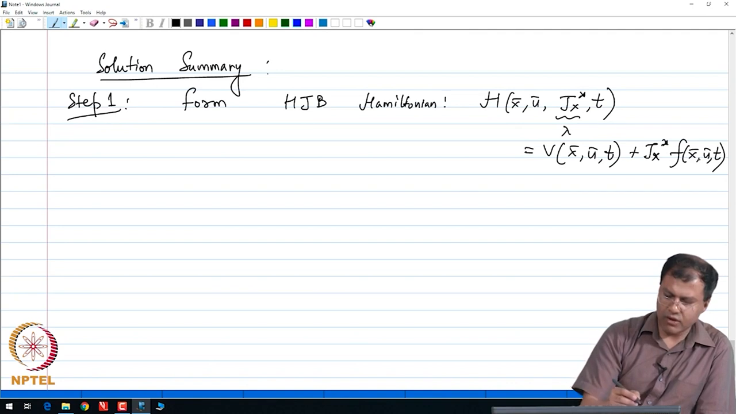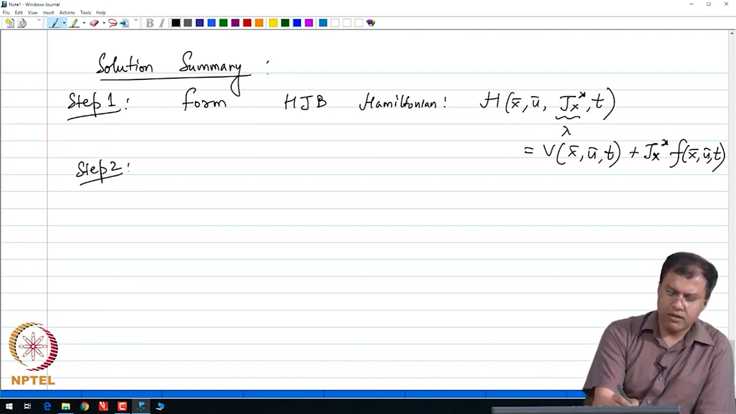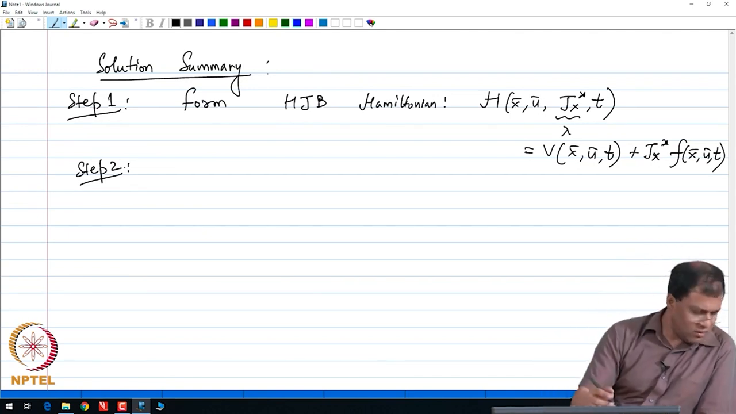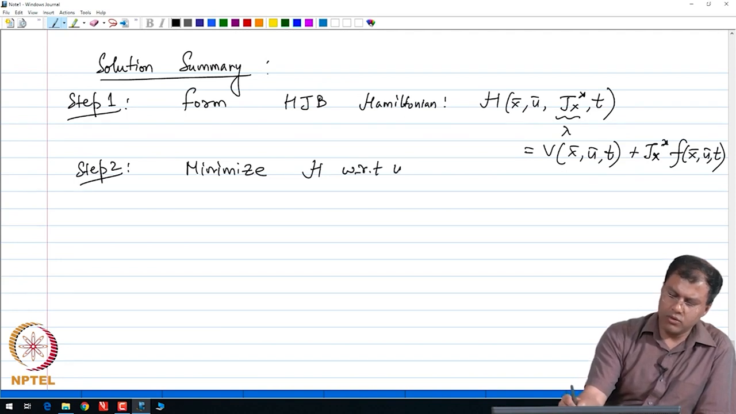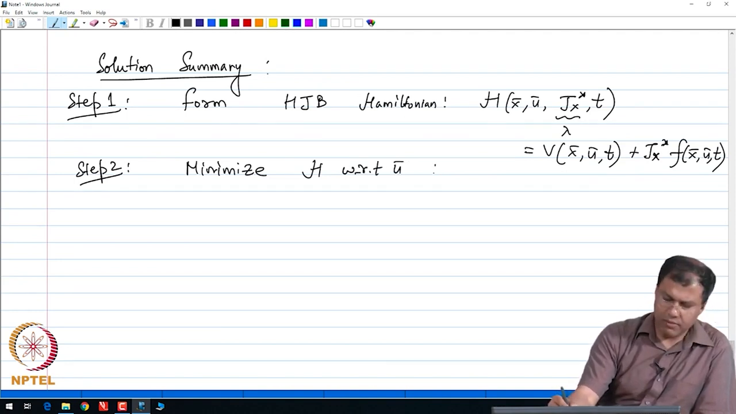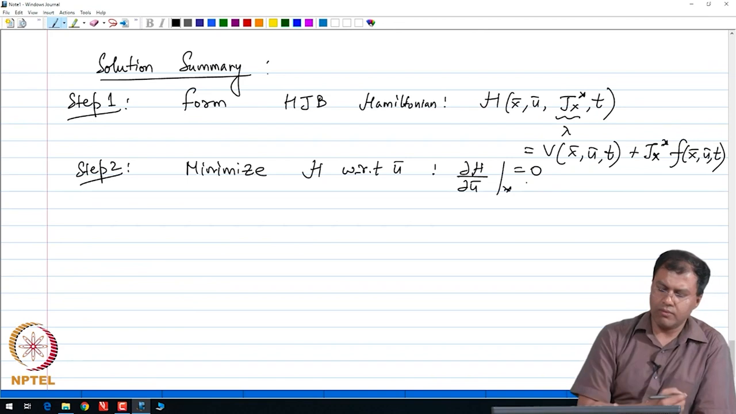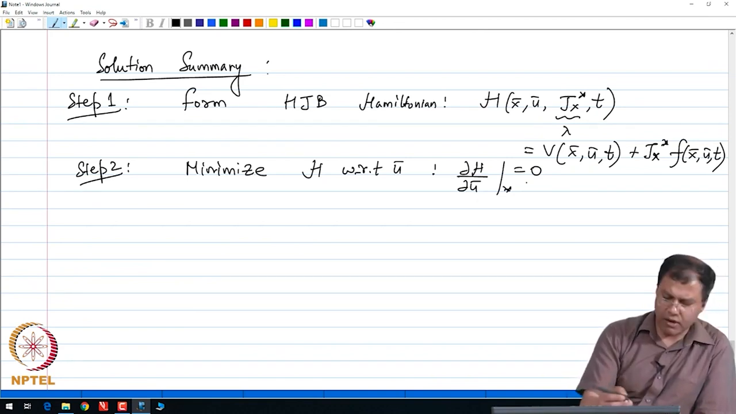And then we are going to minimize, as we have done in our Pontryagin case. Right now we are looking at an unconstrained case. So we minimize H with respect to u bar by setting partial H partial u at star condition equal to 0. So that is for our unconstrained case. And then we find the optimal Hamiltonian.